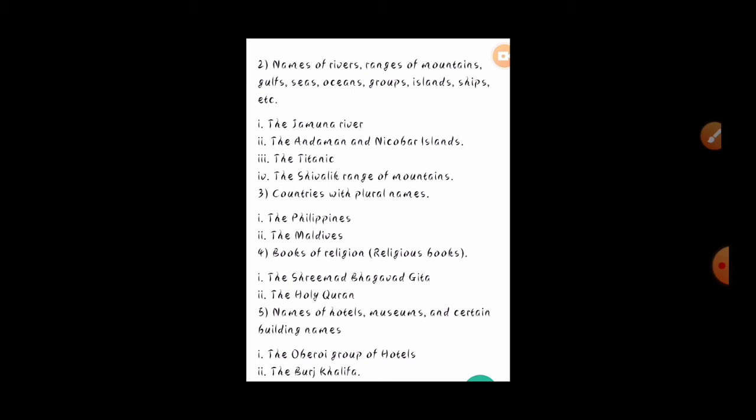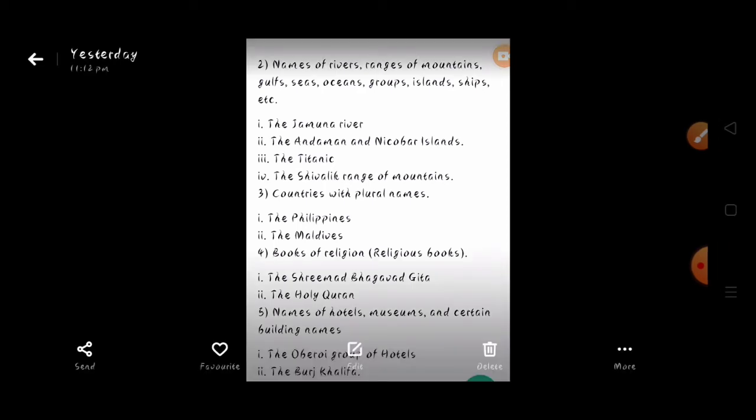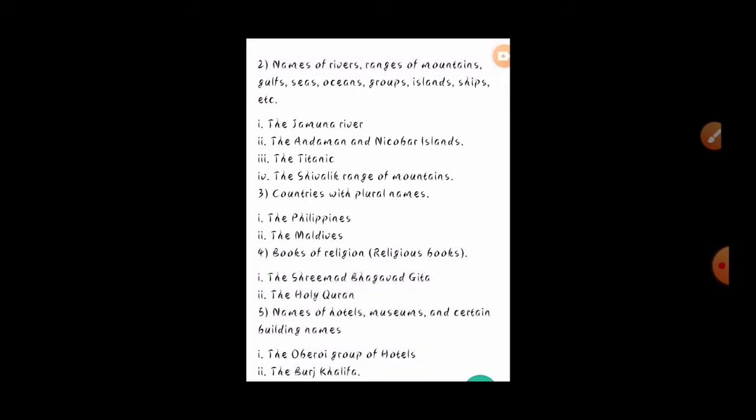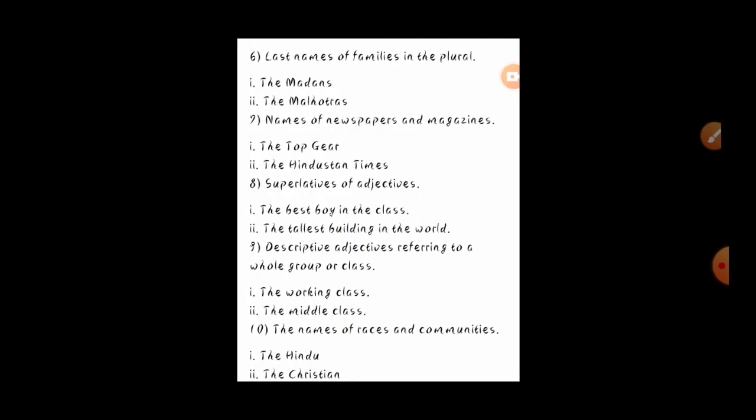Then countries with plural names. We can use "the" with countries with plural names. For example, the Philippines, the Maldives, and books of religion also. What are the books? The Holy Quran. The Srimad Bhagavad Gita. And in the case of hotels, museums and certain buildings, like the Oberoi group of hotels, the Burj Khalifa.